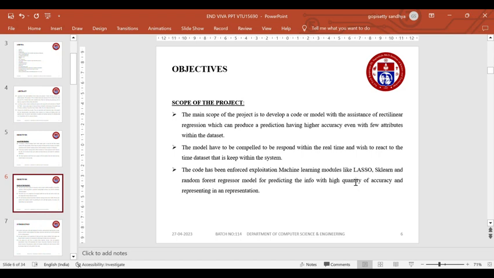Coming to the scope of the project, the main scope is to develop a code or model with the assistance of linear regression which can produce a prediction having high accuracy even with few attributes within the data. Here all the data is collected from the government website, and this is where the response for this project will come in real time, because in agriculture we take all the data from the government website. Based on climate changes and soil resistance, we can use the algorithms random forest regression and linear algorithm to represent the overall data.